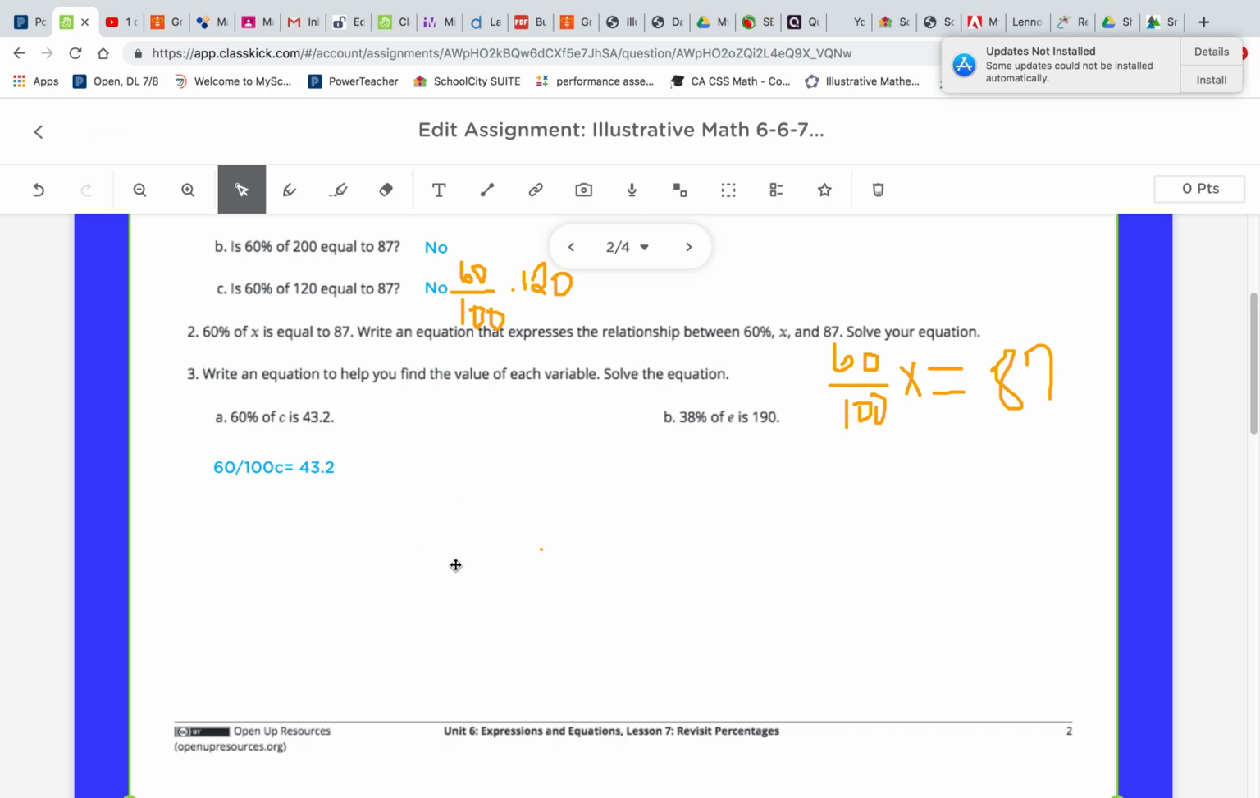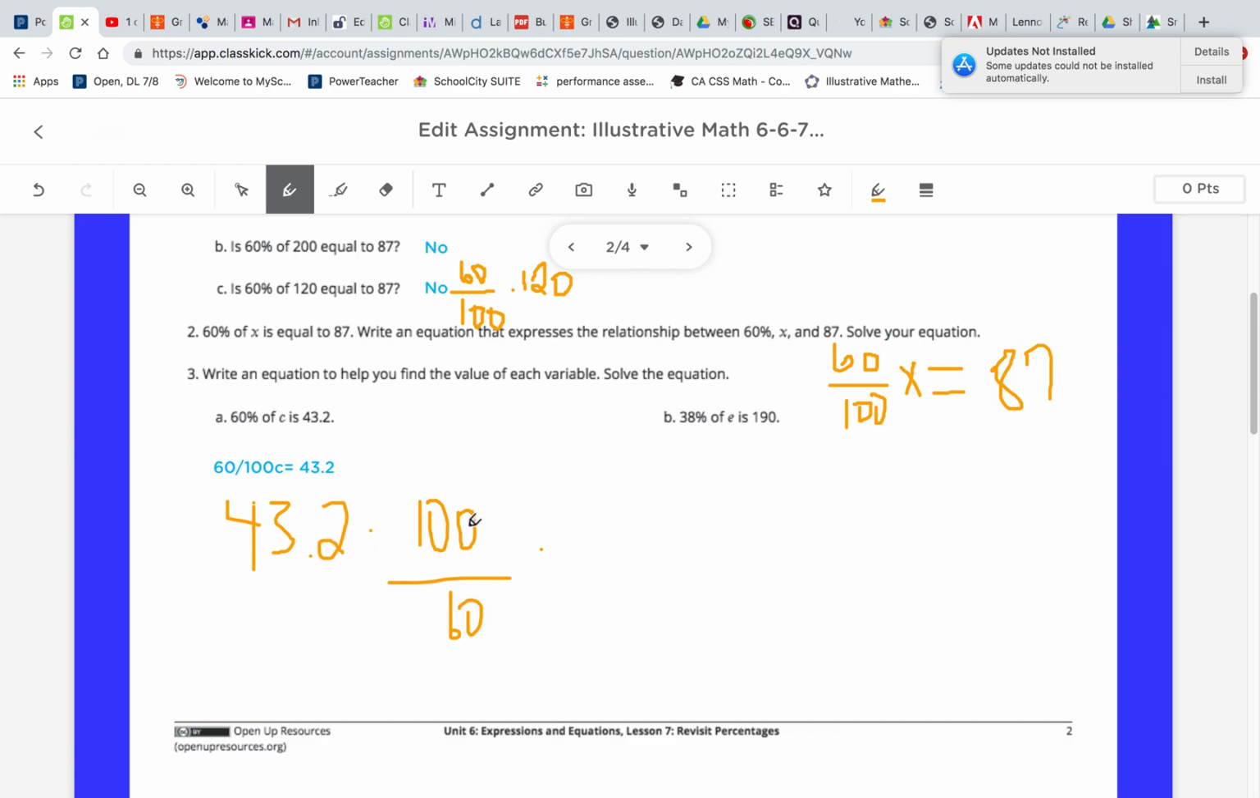And then to work that out, okay, again, remember we're going to end up dividing by 60 over 100, just like we did here. We divided by 60 over 100 here, which means we actually multiply times 100 over 60. So what we can do is we can take this, and we can know that we're going to have 43.2 times 100 over 60.